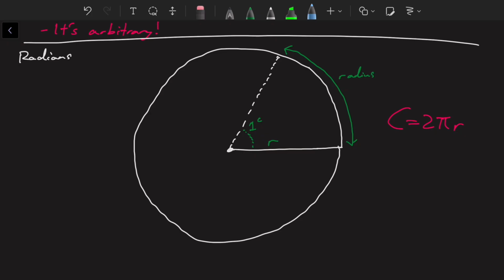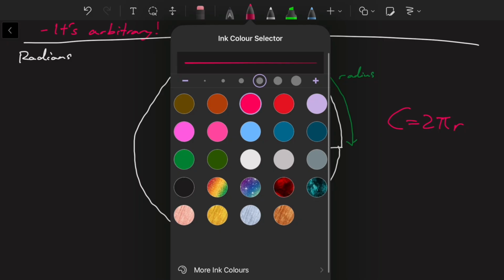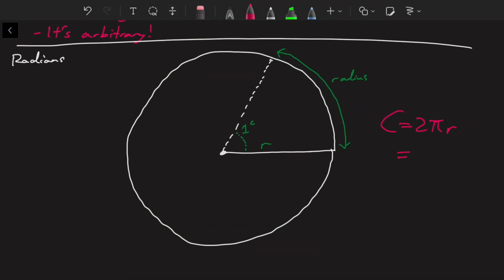That is, if the circumference is exactly 2 pi r, that's another way of saying that there are exactly 2 pi radiuses, or radii, right?